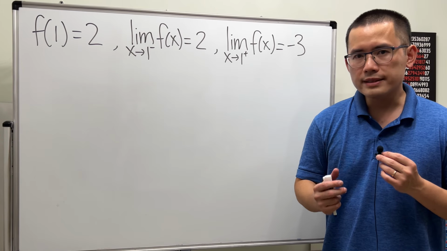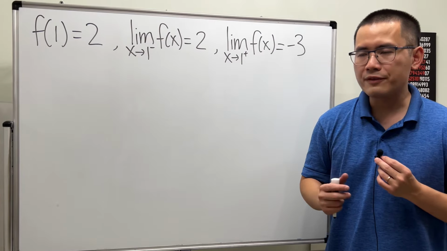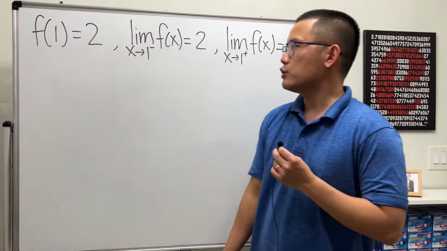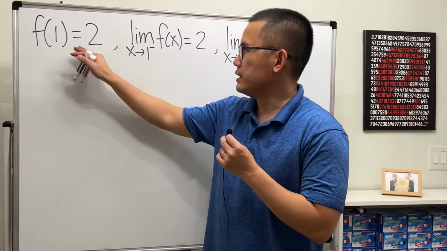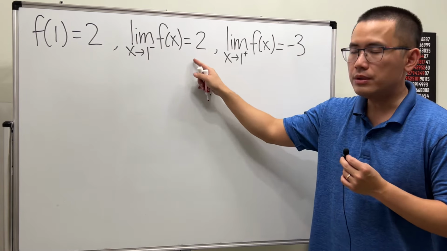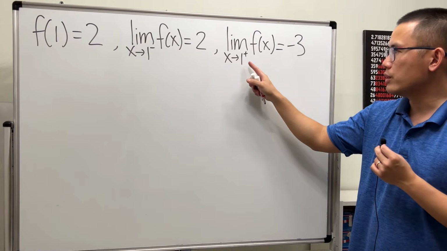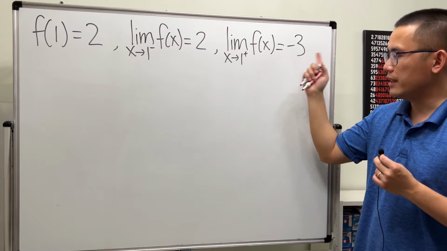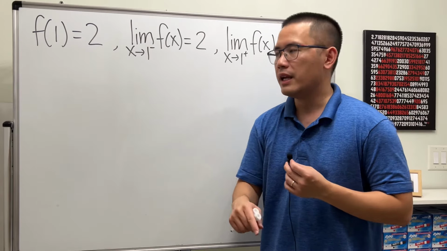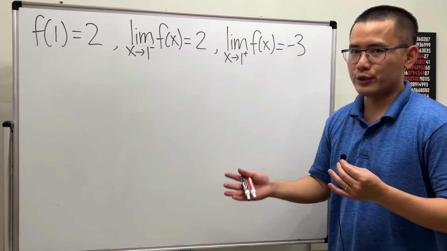So I want to show you guys how to sketch a possible graph for the function if we are given some conditions. For the first one, we are given that f of 1 is equal to 2, the limit as x approaching 1 from the negative side is 2, and the limit as x approaching 1 from the right-hand side, we get negative 3. So of course, the point of interest is when x is equal to 1. For the other x values, we don't really care, right?